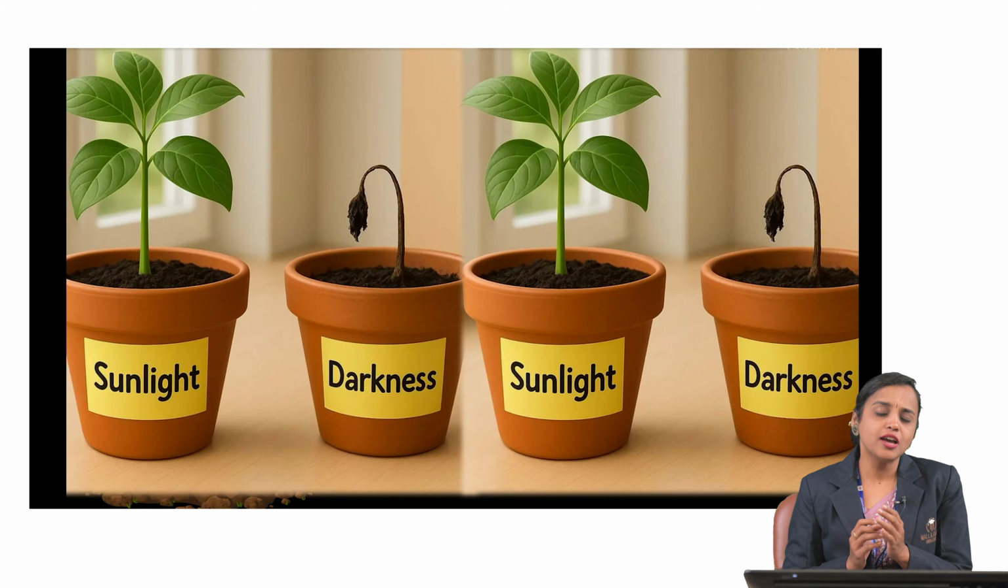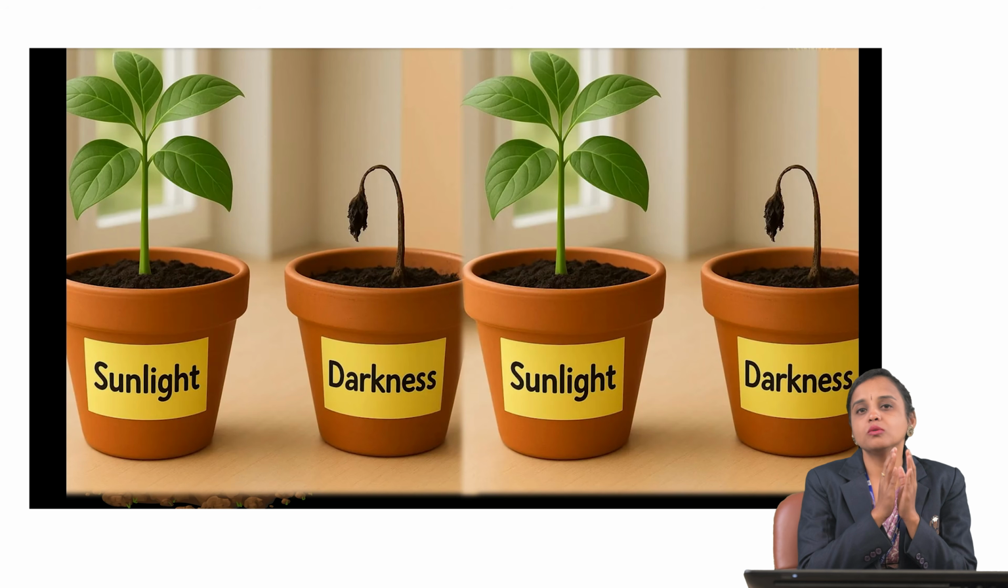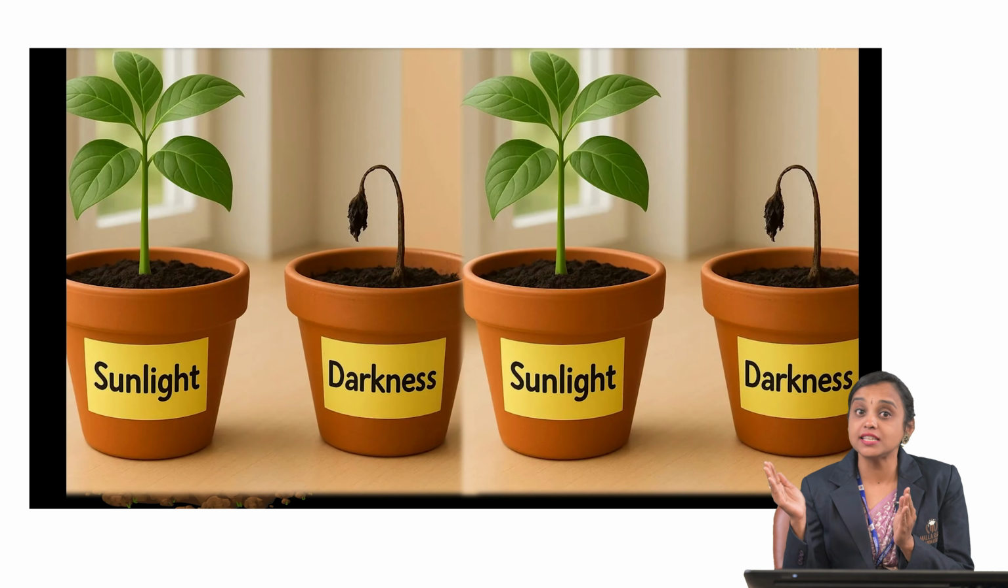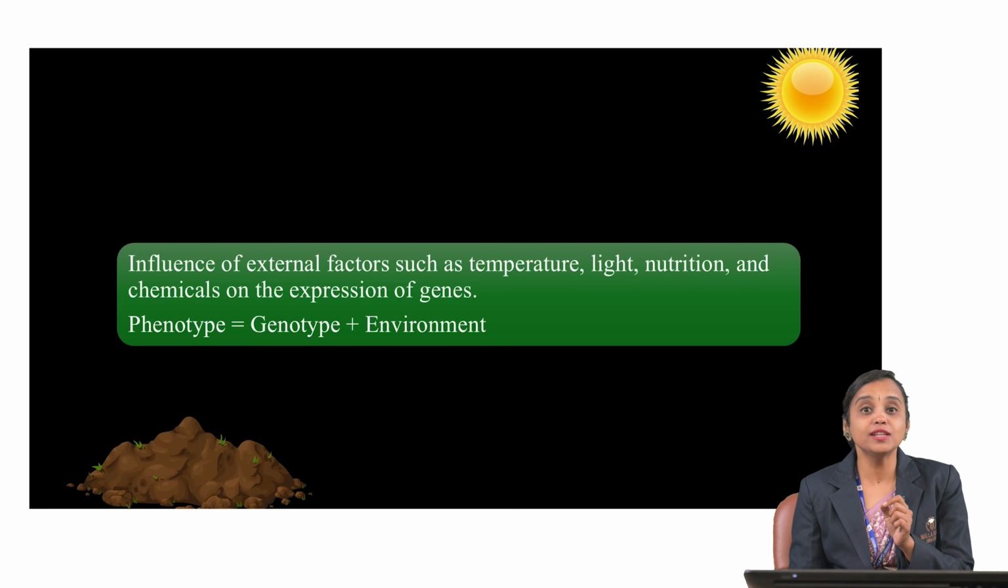Have you ever noticed why the same plant grows differently in two places, or how the color of some animals changes with season? This happens because genes do not work alone. Their expression is influenced by environment. The environmental effect refers to the influence of external factors like temperature, light, nutrition and chemicals on the expression of genes. Every trait we see in an organism is a result of both genotype and environment. In simpler terms, genes provide potential, but the environment decides how that potential is expressed.